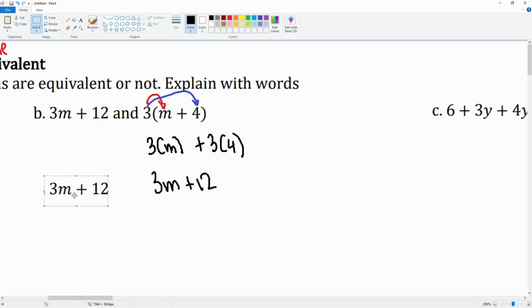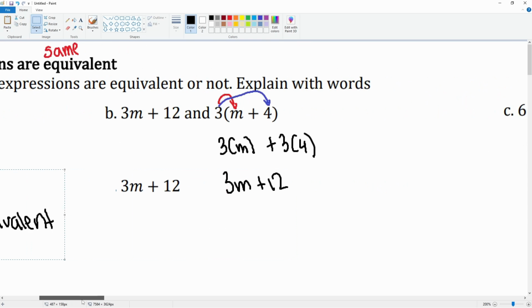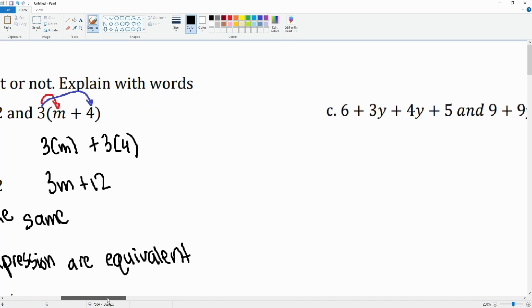So you can write here that the two expressions are, let me just copy this over. So you can say here the expressions are the same. The two are the same, so the two expressions are equivalent. And that's after you distribute.